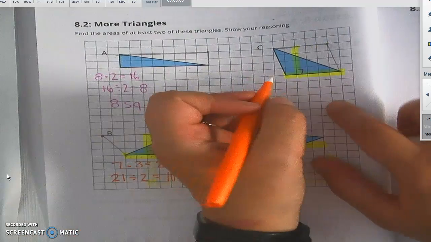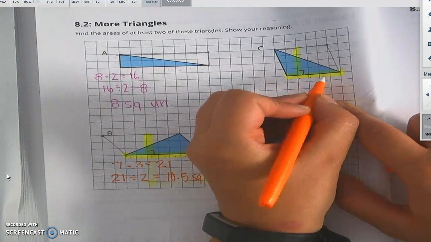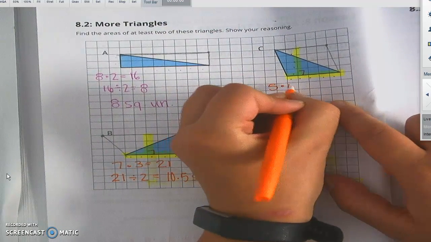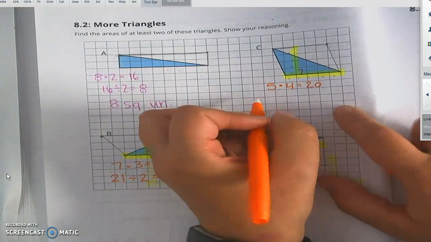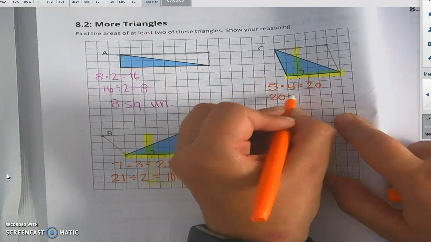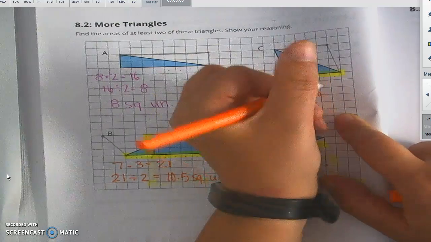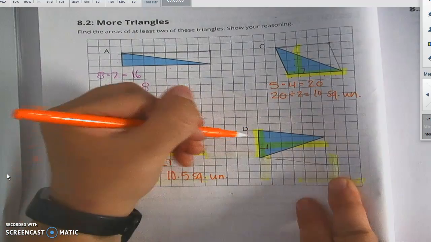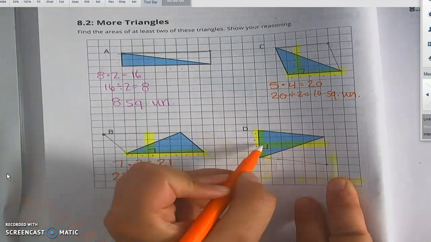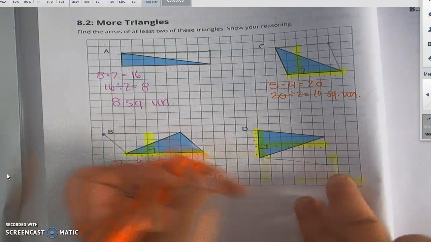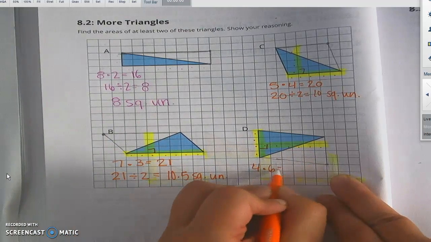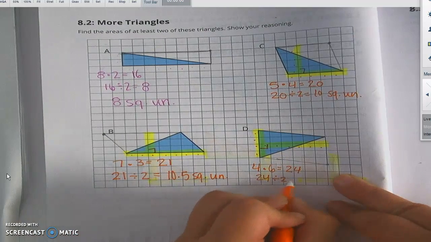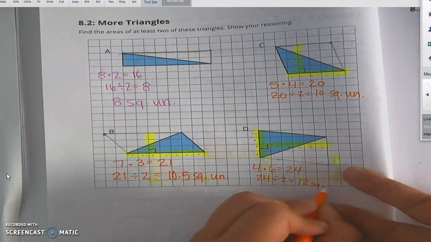For C, my base was 1, 2, 3, 4, 5, and my height was 1, 2, 3, 4. So 5 times 4 equals 20, but I only want half, so 20 divided by 2 is 10 square units. And for D, my base was 1, 2, 3, 4, and my height was 1, 2, 3, 4, 5, 6. So 4 times 6 equals 24, but I only want half, so 24 divided by 2 is 12 square units.